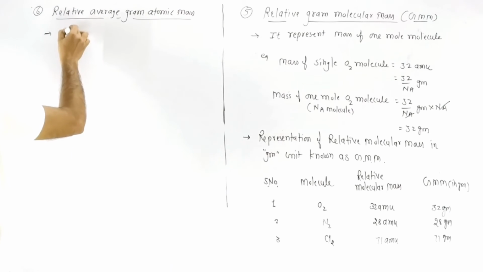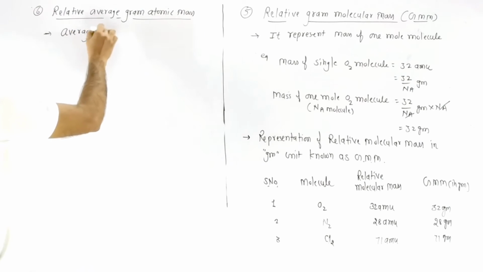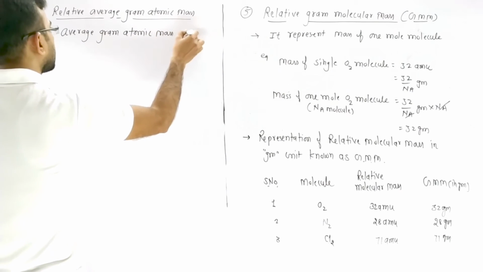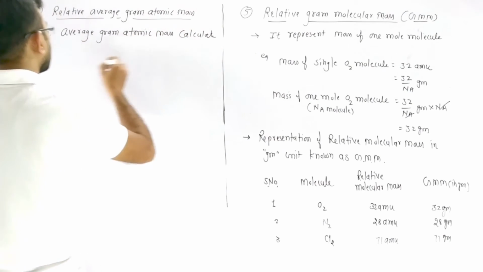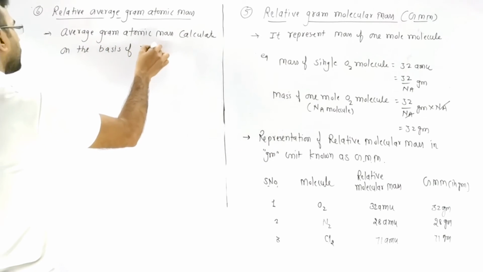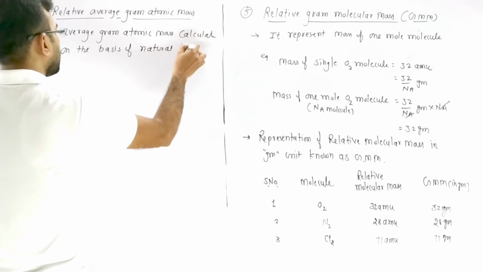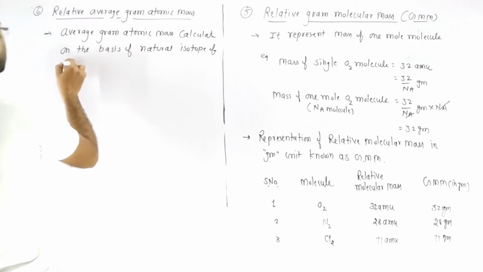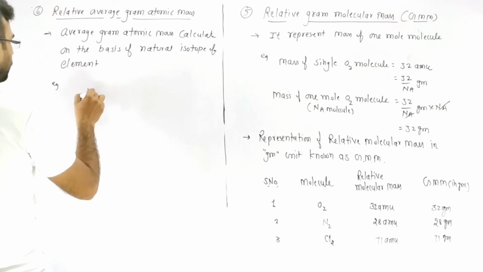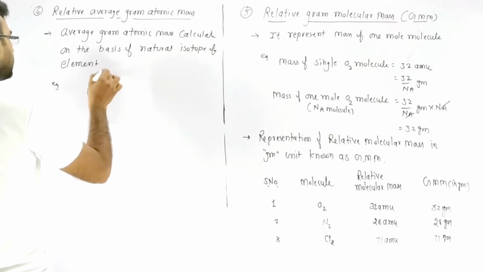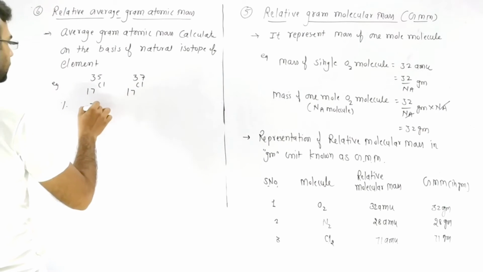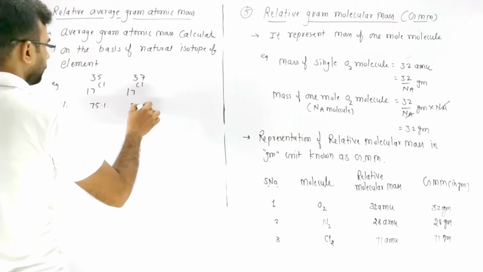Next, calculate average gram atomic mass on the basis of natural isotopes of an element. We have an example like chlorine, which has two isotopes, 17Cl35 and 17Cl37, and their percentages in nature are 75% and 25%.